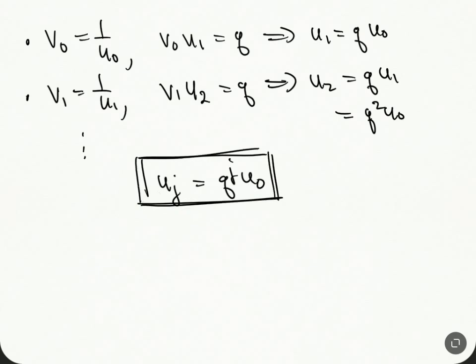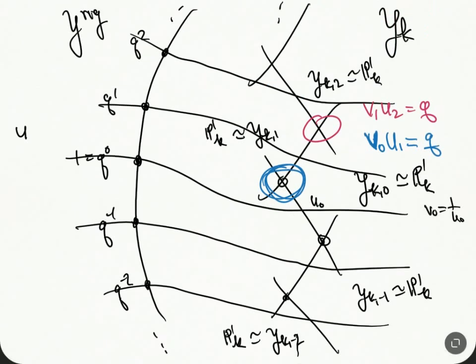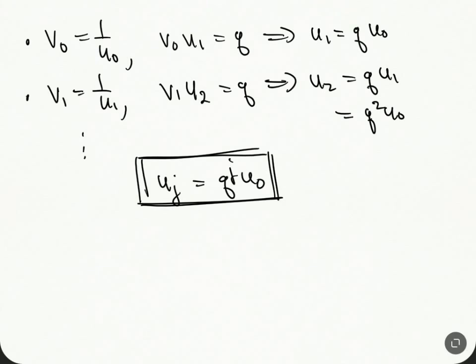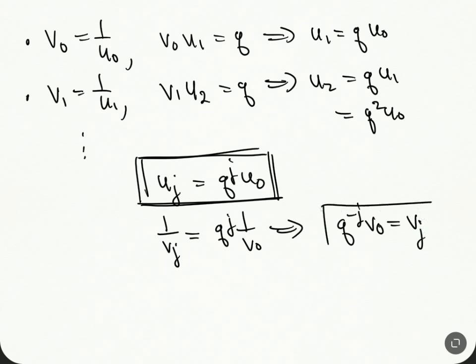And so they're kind of these weird gluings of these copies here. Okay, so we have these infinite number of coordinates here. So this is really a scheme. Okay, using this formula, you can also see that 1 over Vj is going to be Q to the J times 1 over V0, which tells us the next equation, which is that Q to the minus J V0 is equal to Vj. Okay, so we have this other expression for the infinite parameters here.